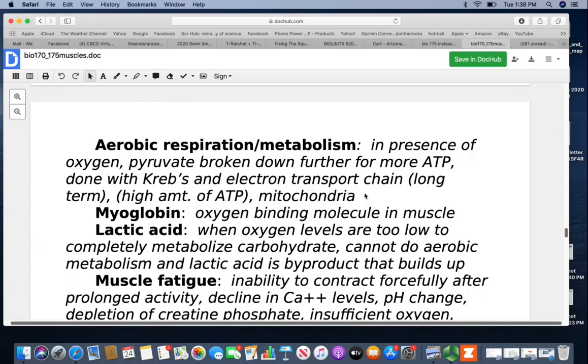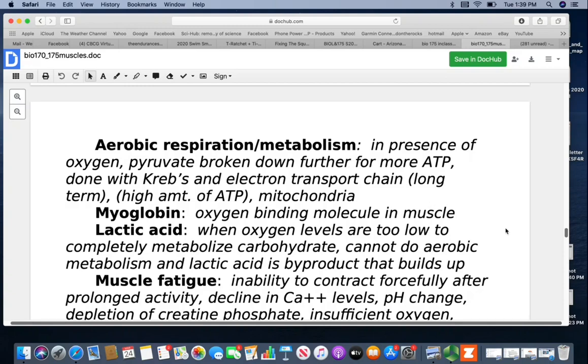Lactic acid is going to be produced when the oxygen levels are low. So if you're having to do a lot more of that glycolysis faster than what you can do this aerobic metabolism, some of that pyruvate is going to get sent over to be lactic acid. And that byproduct will build up.